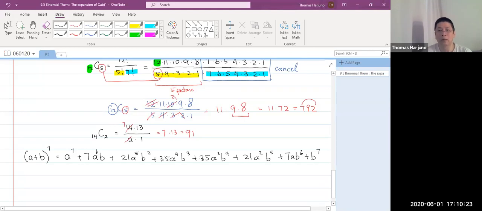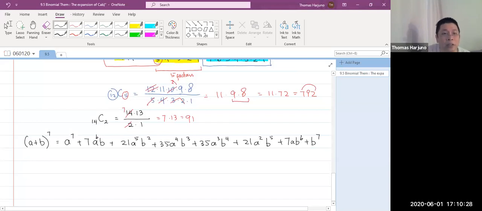Now then, how to get these coefficients? This invisible 1 here comes from 7 combination 0. This 7 comes from 7 combination 1. This 21 comes from 7 combination 2, then 7 combination 3, and so on and so forth, all the way to 7 combination 7.